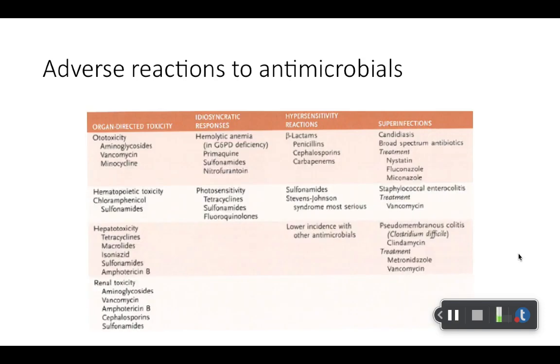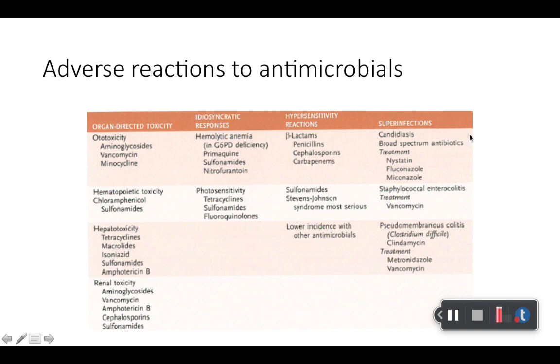All right. So here's just an overview table of what we covered. This may help you as far as forming your tables or when you're studying. I would look at this definitely as far as the organ-directed toxicities. Make sure you know which ones cause which type of toxicity. So definitely put a star by that. Idiosyncratic responses, go ahead and look at those as well. Put a star by that.